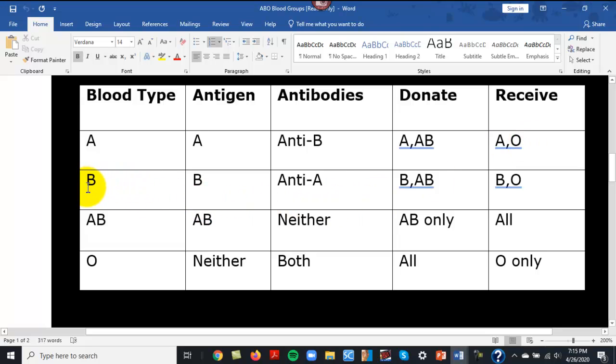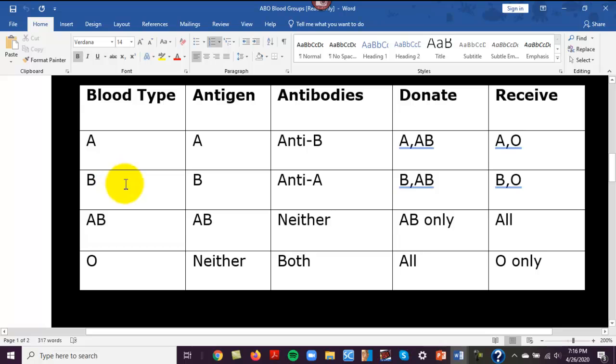If you're type B, who can you donate to? B and AB, same thing. If you're B positive, you can only donate to positive. If you were B negative, you can donate to B negative, B positive, AB negative, and AB positive. Right? Because if you're B negative, you don't have to worry about the plus or the minus. Who can you receive from? B and O. If you're B negative, you can receive from B negative and O negative.